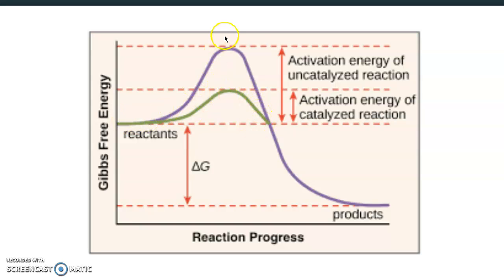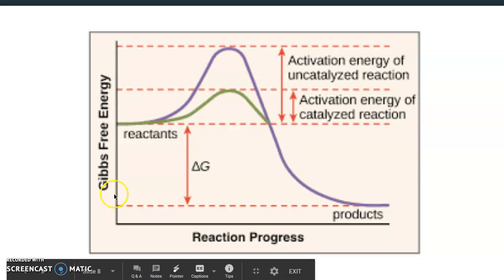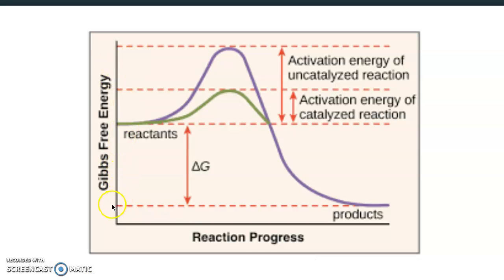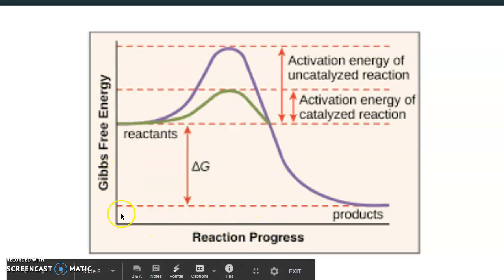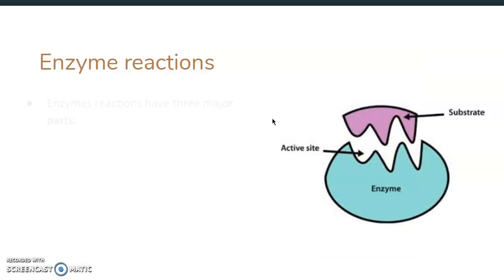So our first taller curve is an uncatalyzed reaction, or a reaction without an enzyme, and this second smaller curve is when we put in an enzyme or a catalyst. We have our energy on the left, on our y-axis, and our reaction, the time it takes our reaction, on the bottom. So if you could just sketch this in your notes, I think that would be a really important thing to remember. The other thing is, when we talk about enzyme reactions, they have 3 major parts.